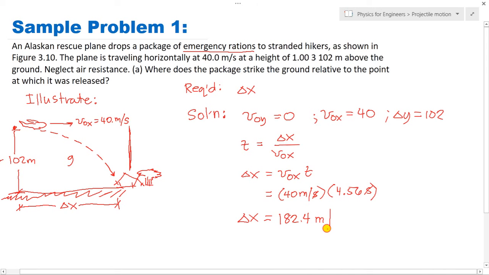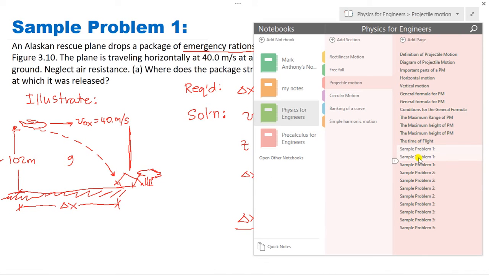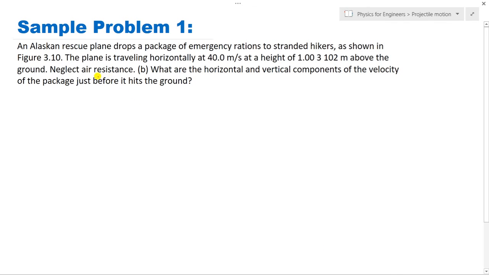182.4 meters. Therefore class, ito pala yung proper distance ng pag-drop ng emergency ration in order for the hikers to get it, para hindi siya malampas dun sa location ng hikers. So let's go to the second requirement, kasi that is only for letter A. So next, the next requirement is, what are the horizontal and vertical components of the velocity of the package just before it hits the ground?